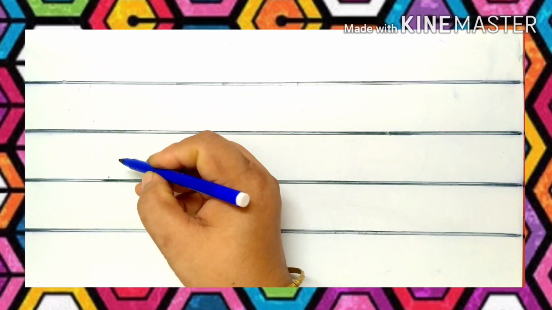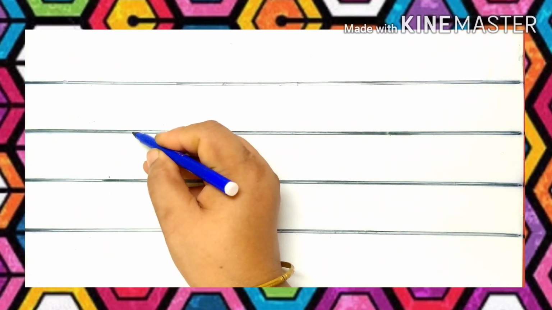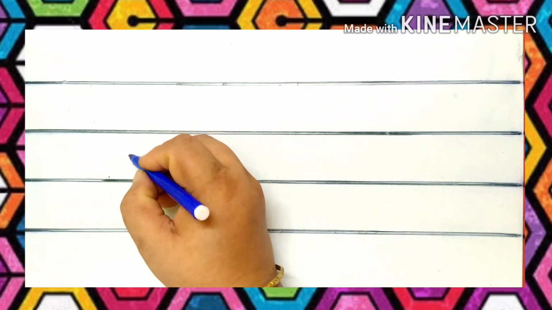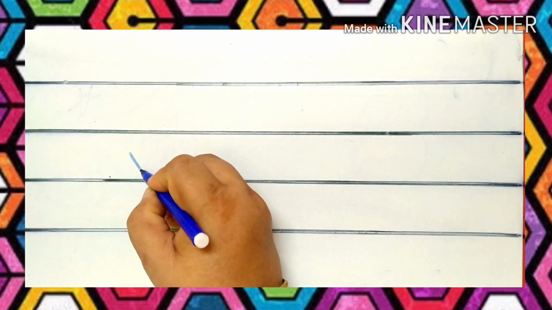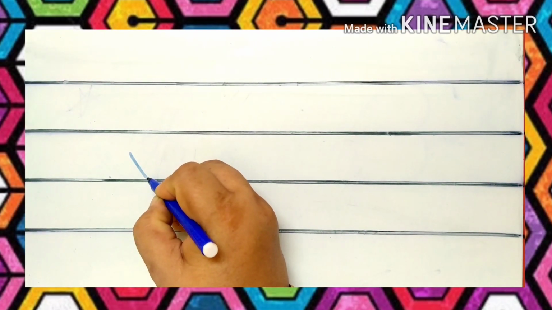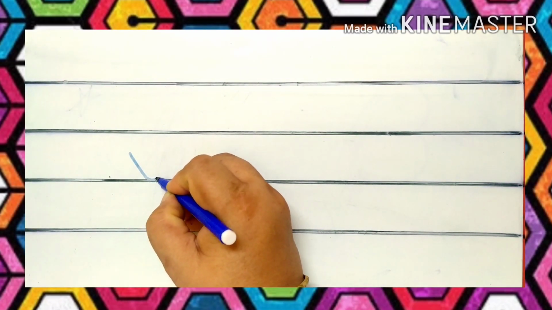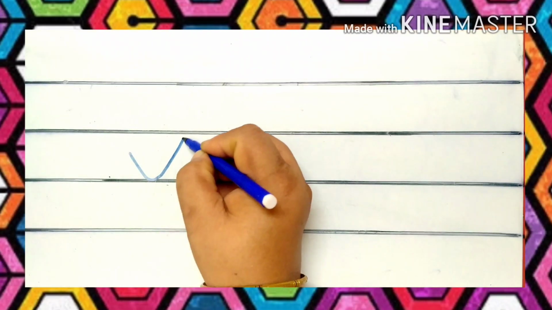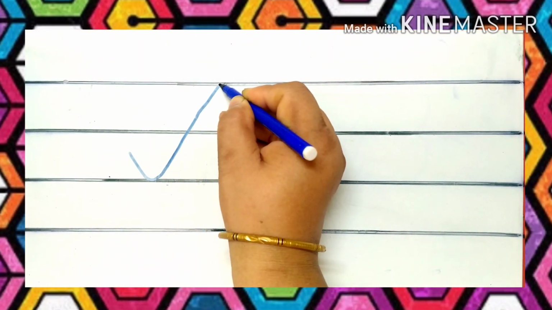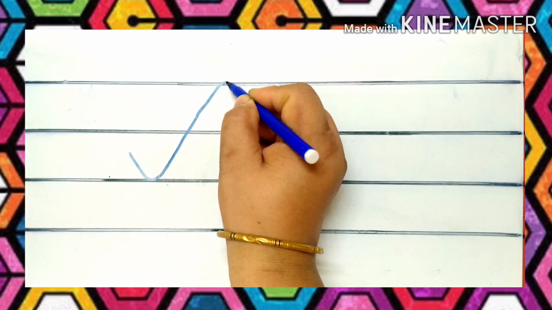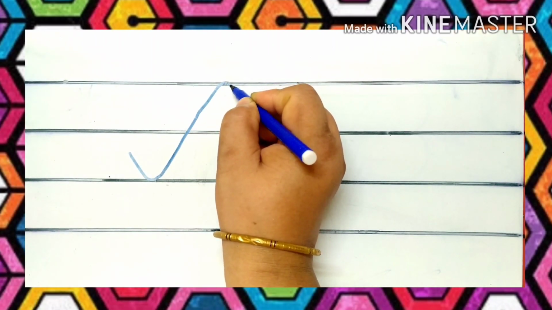Put your pencil mid of the second and third line, like this. Make a small slant line, touch it to the third line, curve it and drag your pencil like this. Touch it to the top line. Make a small curve.